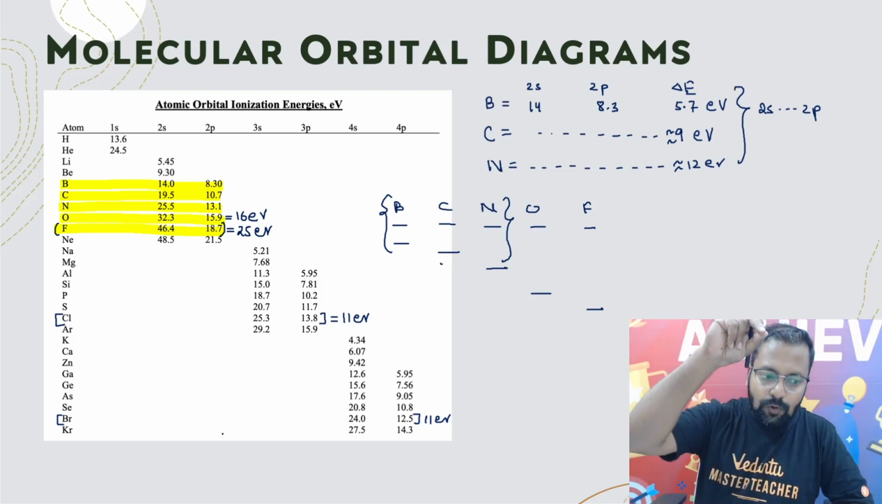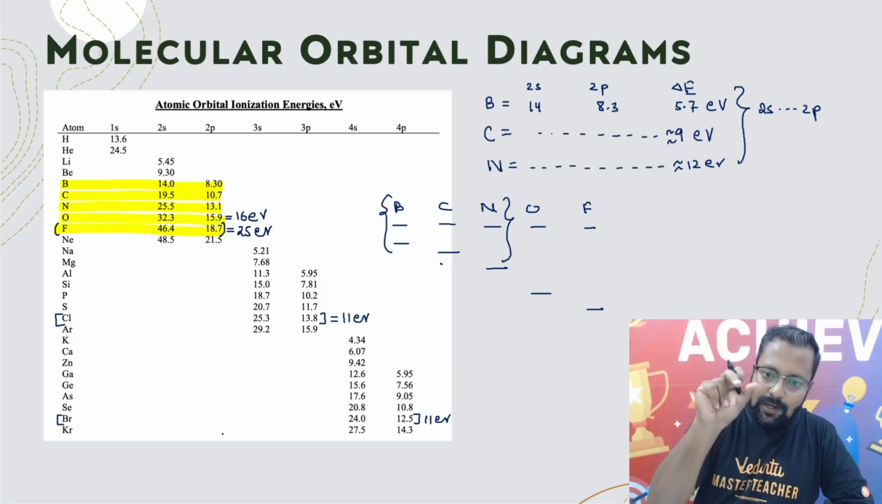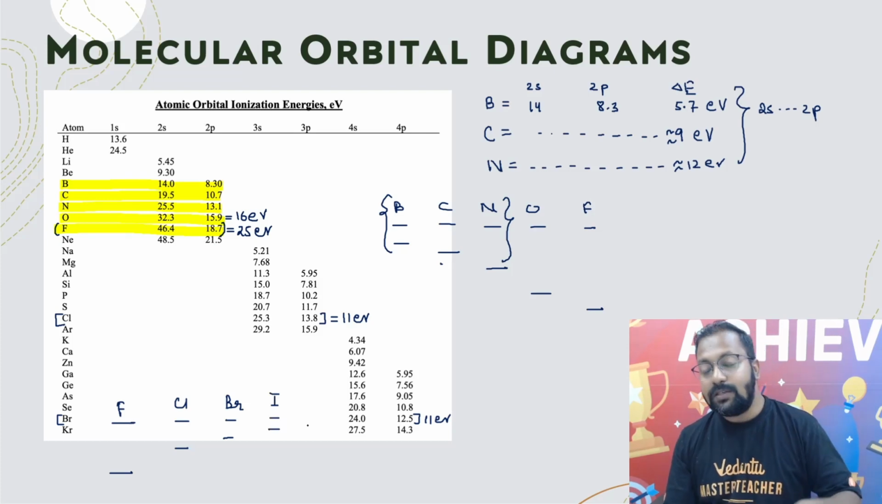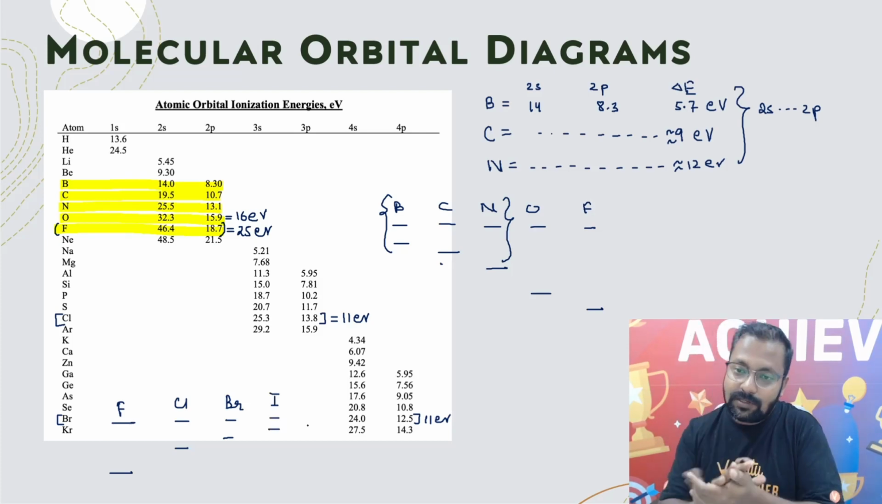As we go to iodine, this energy gap decreases further. So the energy gap in fluorine is the largest, chlorine is lesser, bromine is even lesser, and iodine is the least. What is the implication of this?